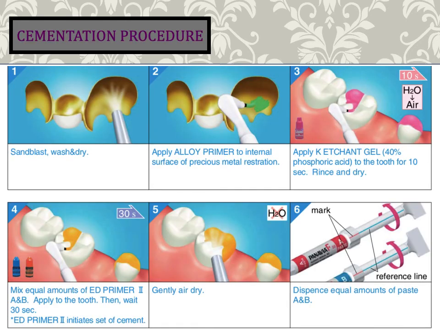Coming to the cementation procedure, once the prosthesis is ready, it is first sandblasted, washed and dried. An alloy primer is applied to the internal surface of the metal restoration, and the etchant gel is applied to the tooth for 10 seconds, rinsed and dried. And then it is gently air dried.